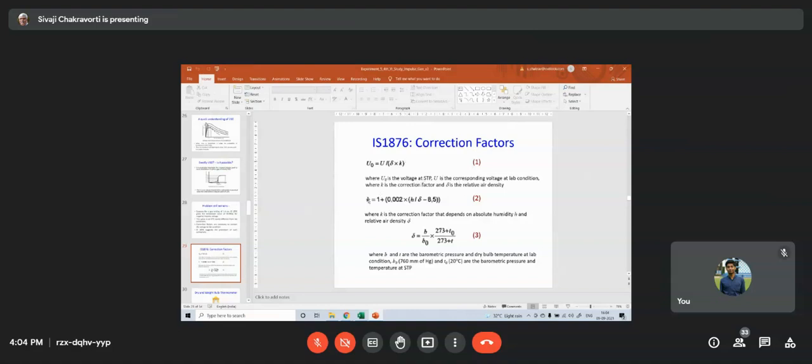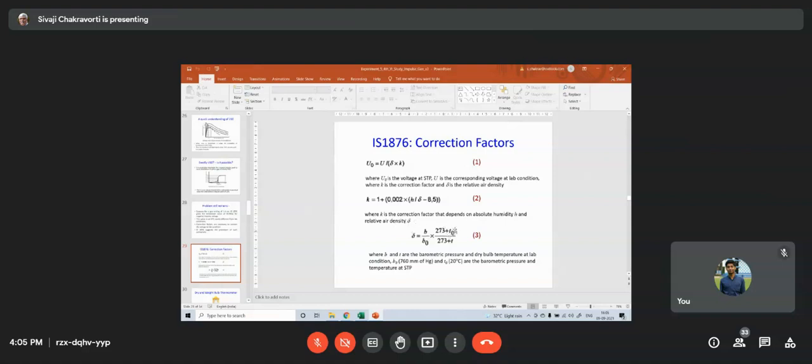Then how do you find K? Here is the formula number two. How do you find delta? Formula number three. What is T0? That is the standard temperature, 20 degrees centigrade. What is B0? That is the standard pressure, 760 millimeter of mercury. What is B? The laboratory pressure, whatever it is. Maybe today it is 762. What is T? It is the dry bulb temperature at the laboratory. So we get this delta. Delta is called relative air density.